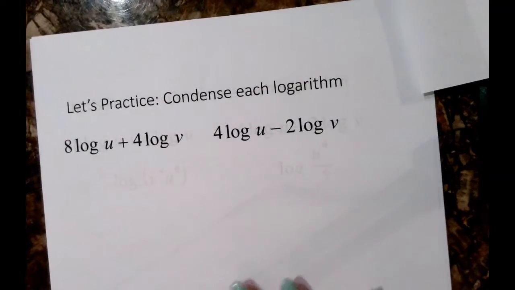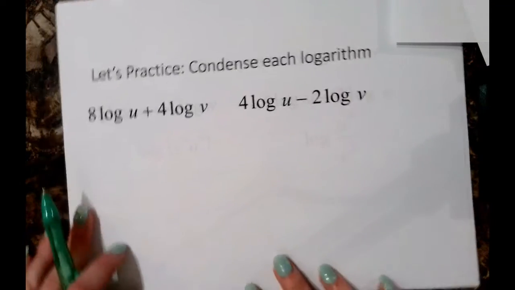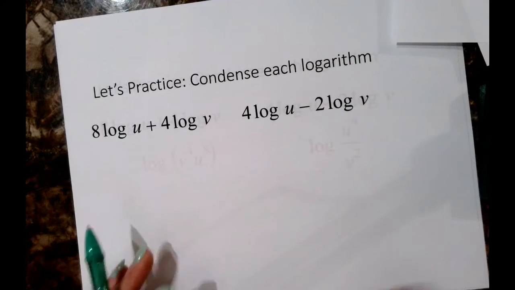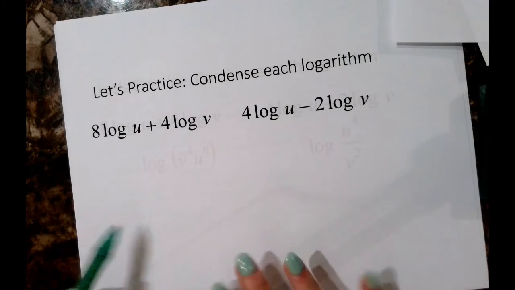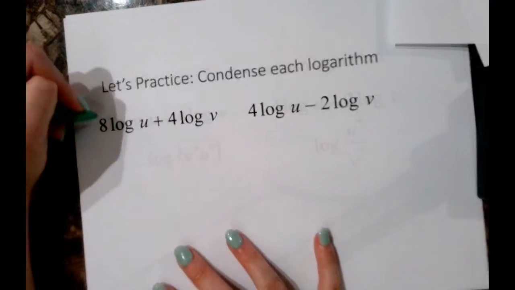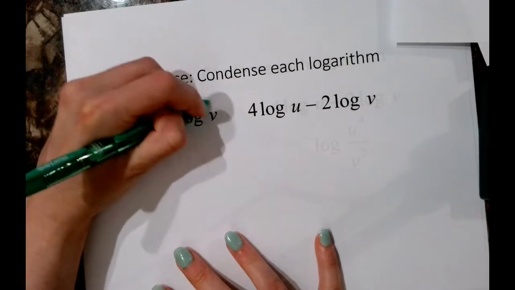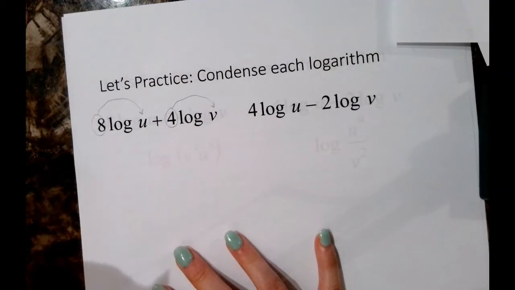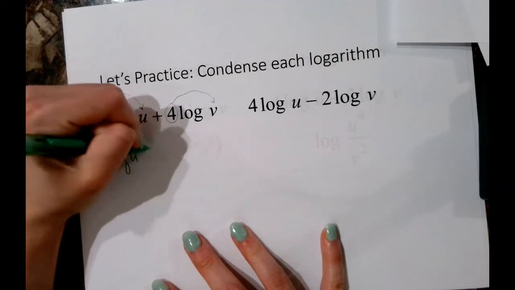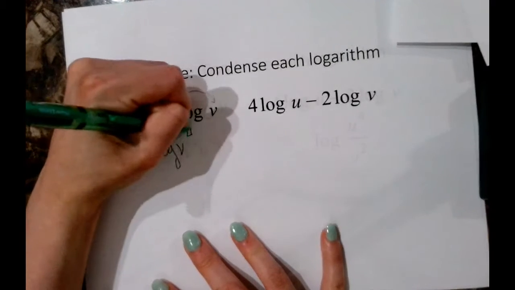Ooh, condensing these. This should be good. All right, so the first thing I would like to do if we are going to condense is to look for the power rule, because the power rule is the easiest to just kind of put back into a small chunk. So we've got this 8, we've got this 4 that we can move up. So this will be log u to the 8th plus log v to the 4th.